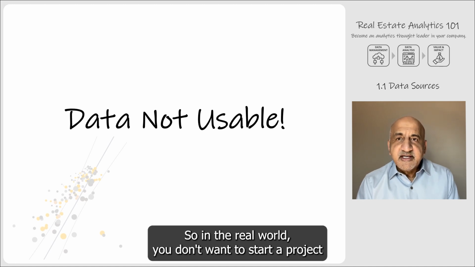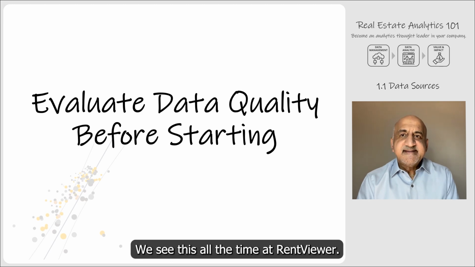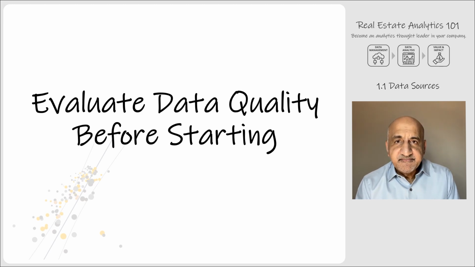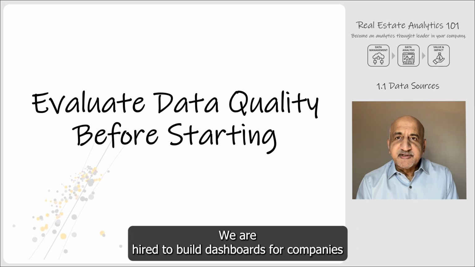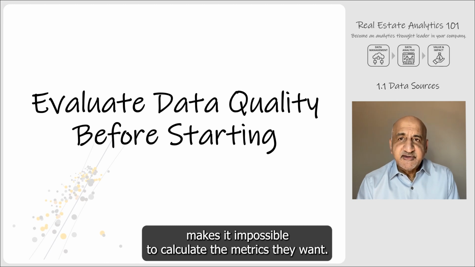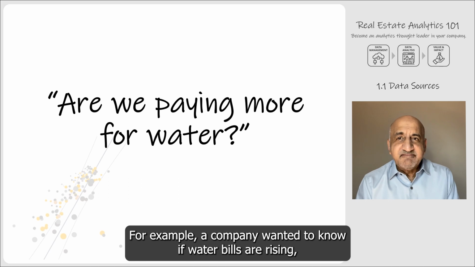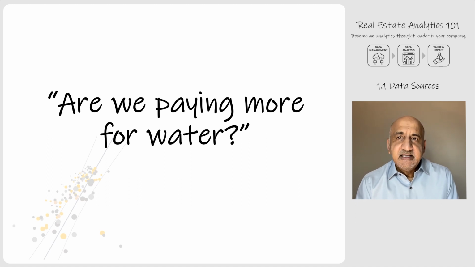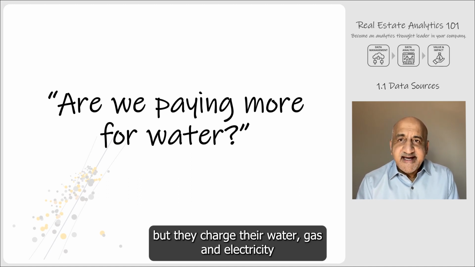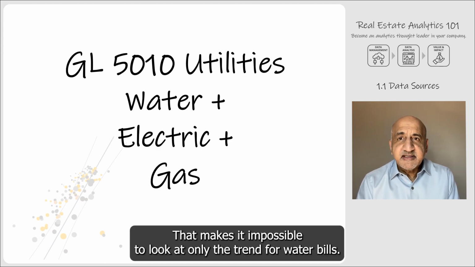So in the real world, you don't want to start a project and then find out the data is not usable. We see this all the time at RentViewer. We are hired to build dashboards for companies, and then we learn that the way our client is entering data into their system makes it impossible to calculate the metrics they want. For example, a company wanted to know if water bills are rising, but they charge their water, gas, and electricity bills to the same general ledger account. That makes it impossible to look at only the trend for water bills.